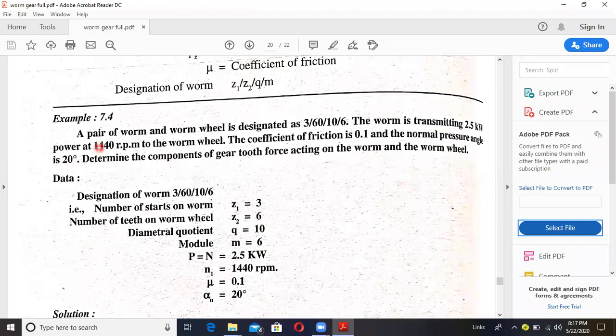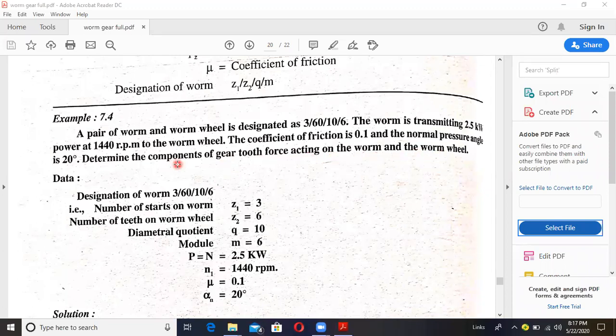Now we'll start with the first problem. They told that a pair of worm and worm wheel is designated as 3/60/10/6. The worm is transmitting 2.5 kilowatt power at 1440 rpm to the worm wheel. The coefficient of friction is 0.1 and the normal pressure angle is 20 degree. Determine the components of gear tooth forces acting on the worm and the worm wheel.